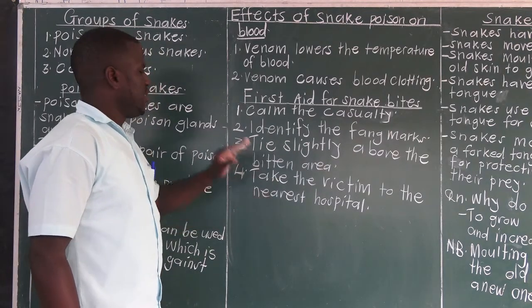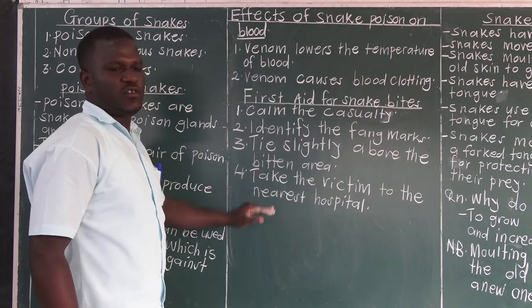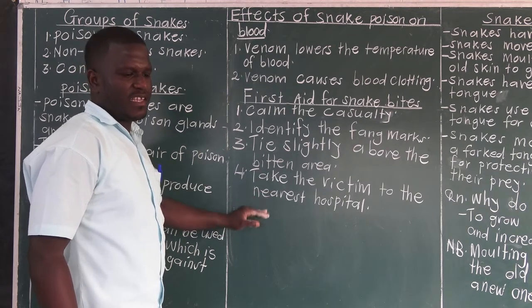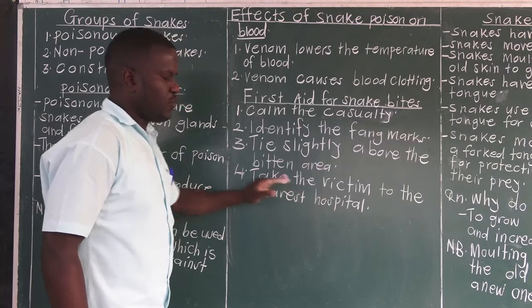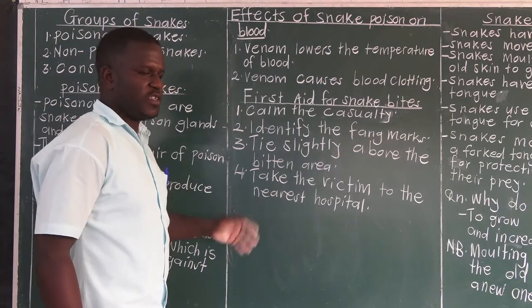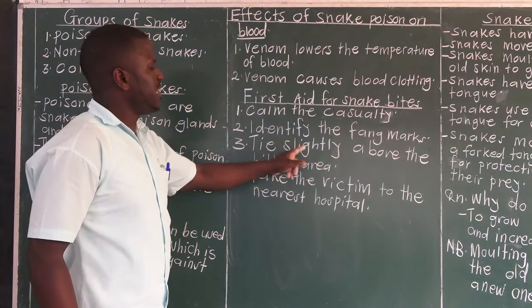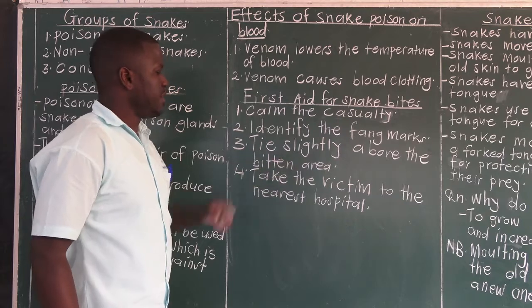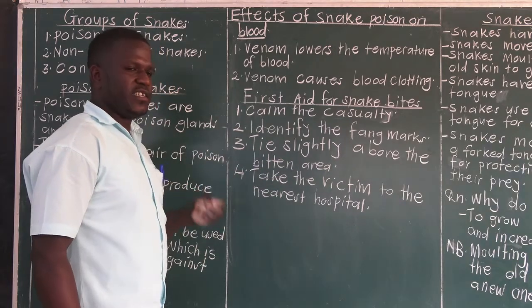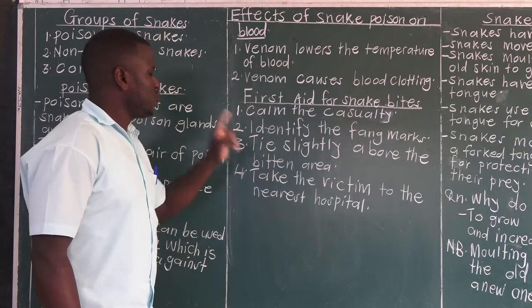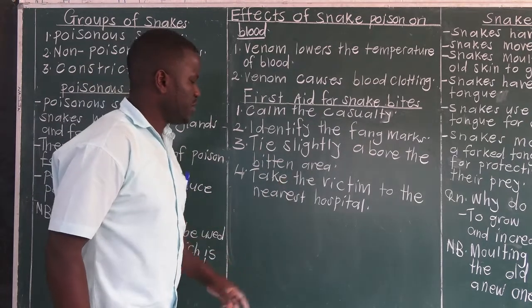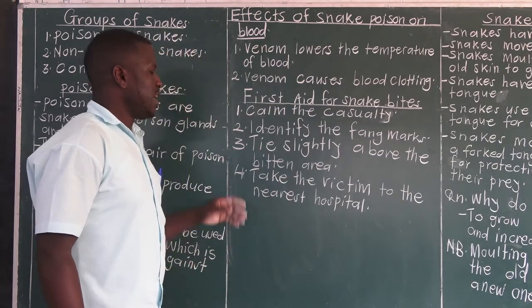You have to know that first aid is not treatment. We give first aid to save life, to promote quick recovery, but you are not treating. As much as you have tied slightly above the bitten area, snake poison is still in the blood of the victim. So this person should be rushed to the hospital for treatment as quickly as possible.